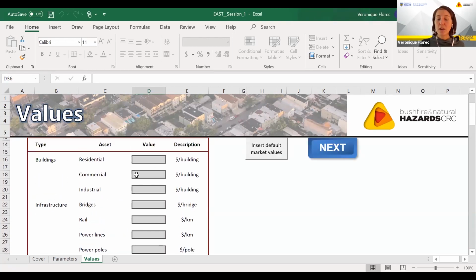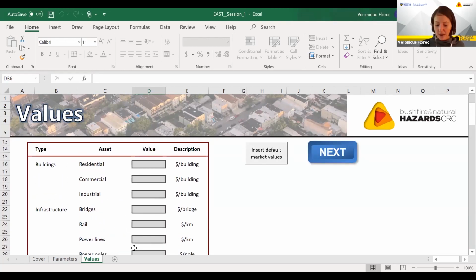A lot of this data is sometimes quite difficult to source. I have suggested on page 7 of your exercise a few data sources that could be quite good to explore in order to insert information here. And from previous analyses that we have done, we have often come across values, sometimes not very similar, but most of the time similar enough, that could get you started with the analysis.